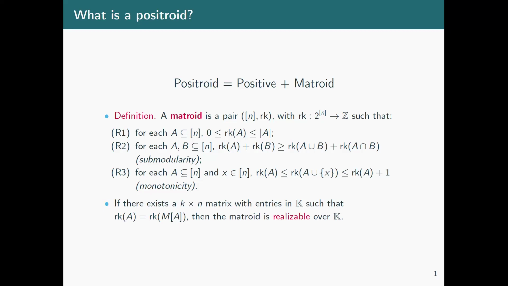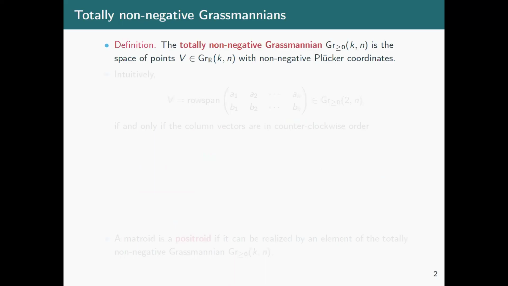Okay, so now let's see what is a positroid. For a positroid, we want some positivity condition. And this positivity condition will come from the space where we ask the matroid to be realized. So we say that the totally non-negative Grassmannian is the subset of the Grassmannian where all the Plücker coordinates are positive. Well, this is not exactly correct because all these are points in projective space. So we want all the Plücker coordinates to be of the same sign.